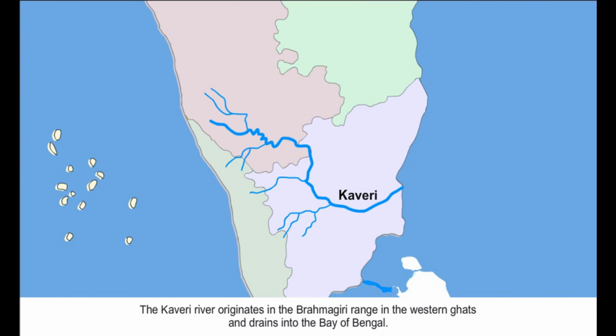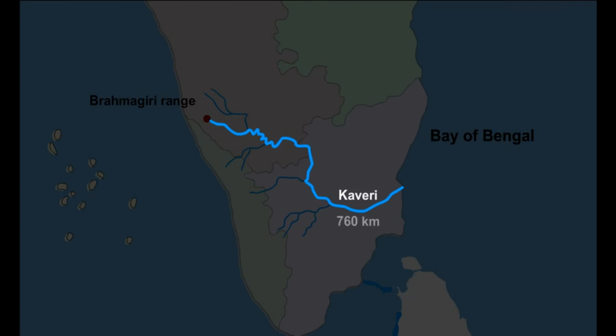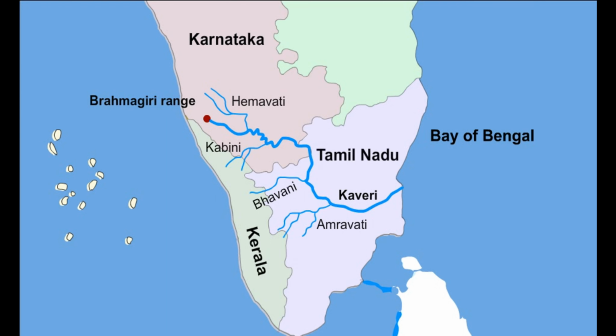Kaveri Basin. The Kaveri River originates in the Brahmagiri range in the Western Ghats and drains into the Bay of Bengal. The 760 kilometers long Kaveri River is joined by rivers Amravati, Bhavani, Hemavati and Kabini. Its drainage basin partly covers the states of Karnataka, Kerala and Tamil Nadu.